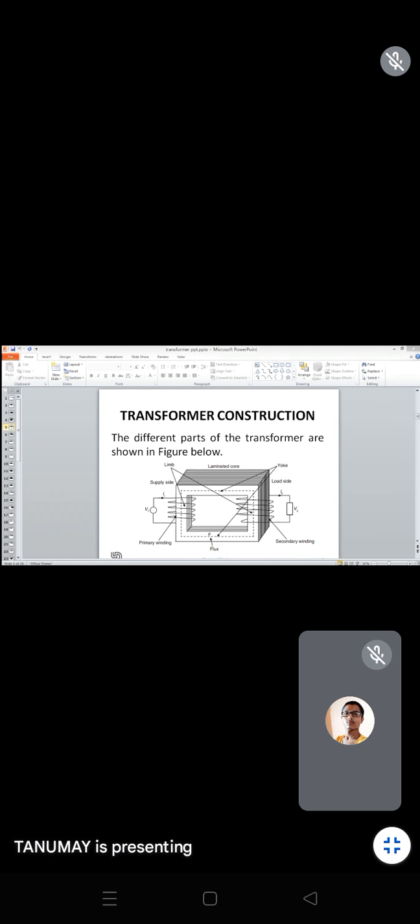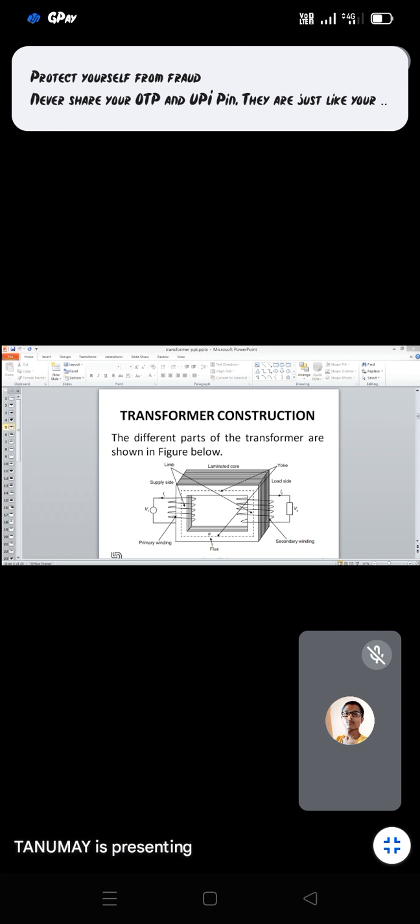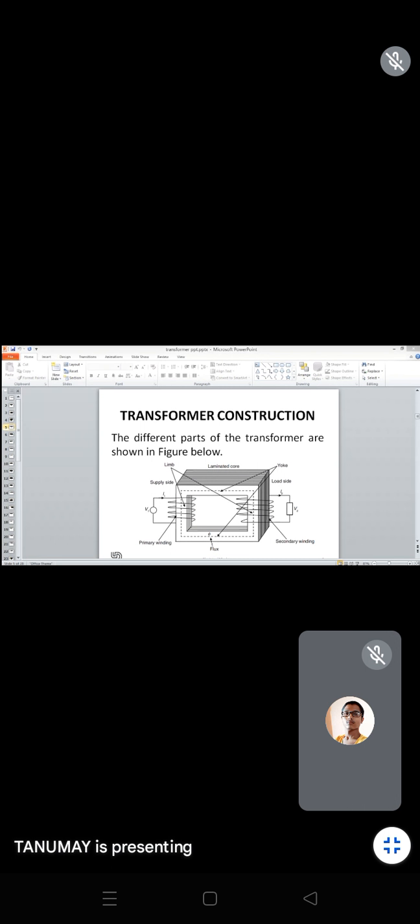If this transformer tries to enhance the supply voltage, that means V2 will be more than V1, then that transformer will be called a step up transformer. That means depending on the number of turns: if the number of turns on the primary side is less and on the secondary side is more, then the value of V2 will be more than V1.